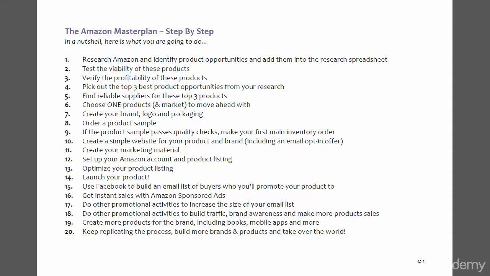Then you're going to move forward with the top 3 best product opportunities from your research, and I think the aim is to pick maybe 30 to 40 product opportunities, then whittle them down to 3, and then you move ahead with some additional research, try to find suppliers and see which products are viable, and then you decide which product to move forward with to begin with.